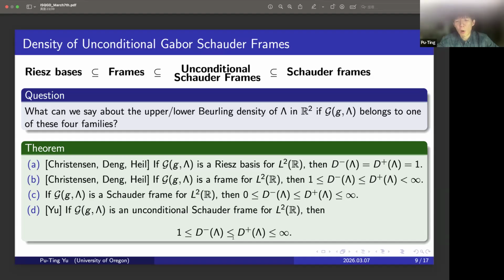The upper Beurling density part is actually not that surprising because, as we mentioned, we can add whatever points we like into a Gabor system by setting the corresponding element y_n to be 0. So in this case, we are not changing anything. The surprising part is that still here the lower Beurling density has to be greater than or equal to 1. So now to show the idea of the proof, let me take a closer look at how Christensen, Deng, and Heil proved these two density results back in the 1990s.